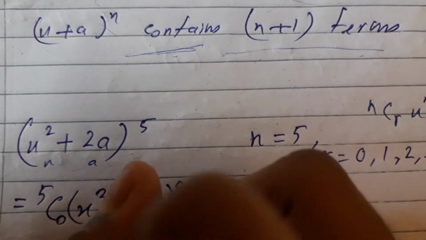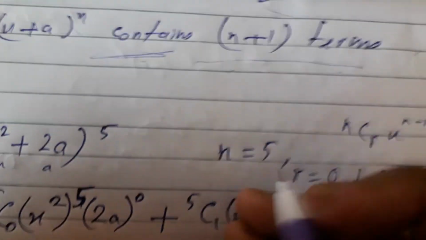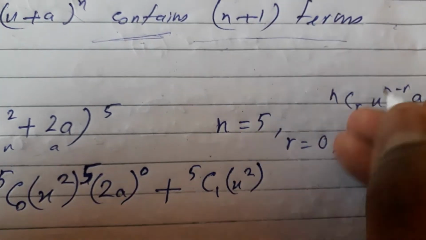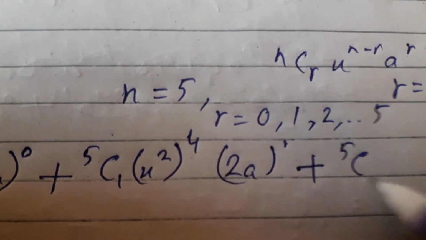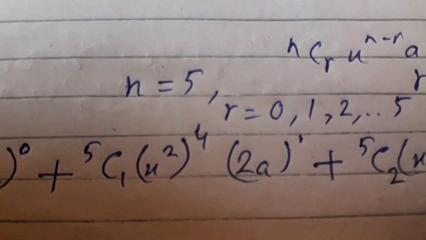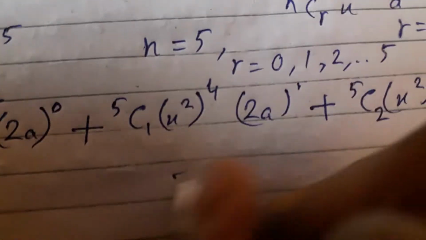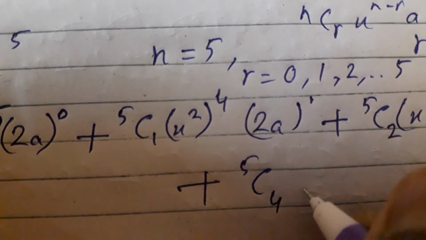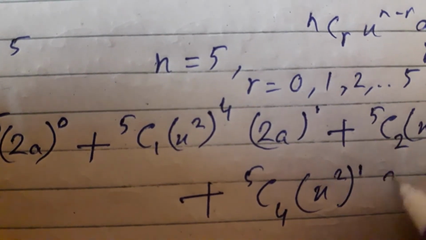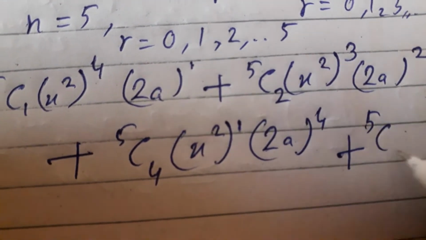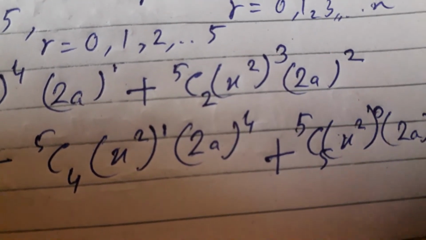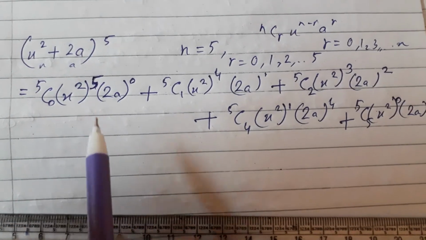Now see, here 5 minus 0 is 5, so here will be 5, and see 5c1 x square whole to the power 4, then 2a whole to the power 1 plus nCr x to the power n minus r a to the power r plus nCr x to the power n minus r a to the power r plus nCr x to the power n minus r a to the power r. See students, this is how to apply this.